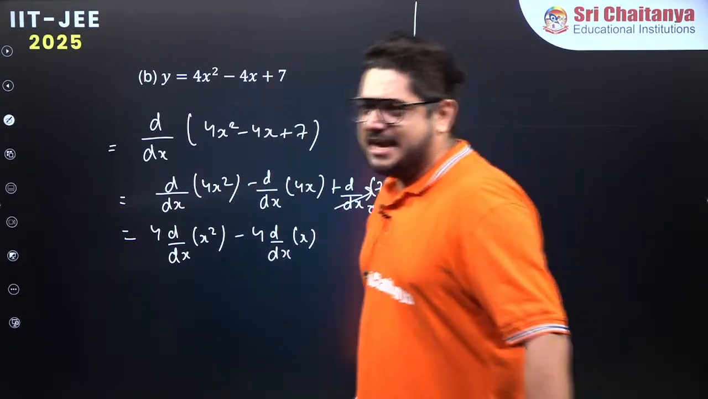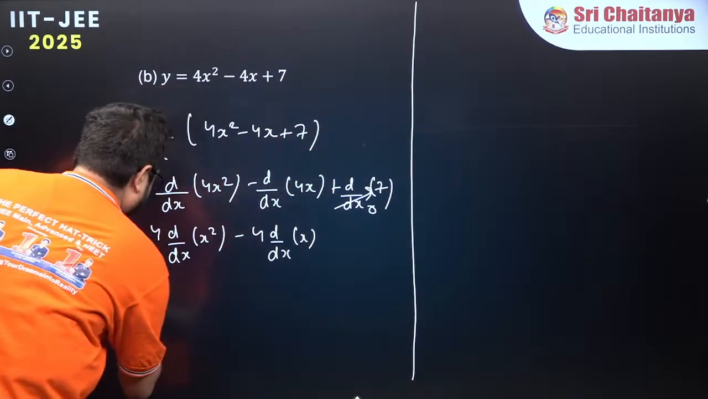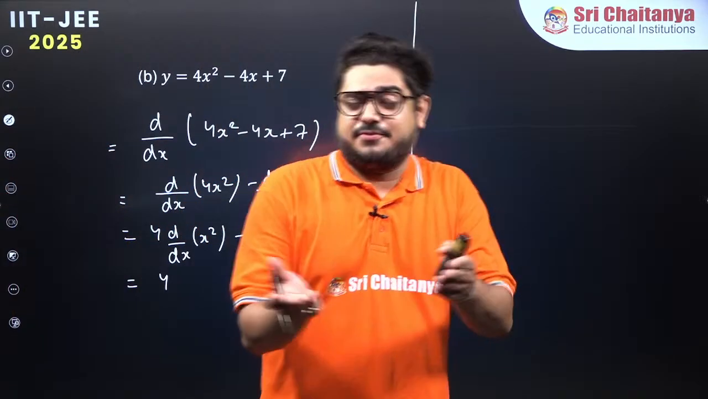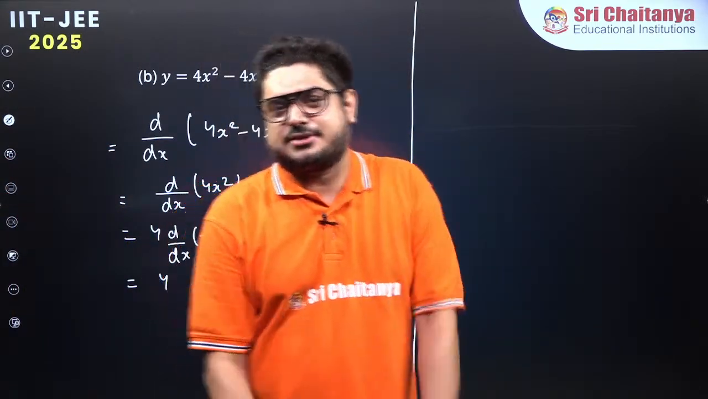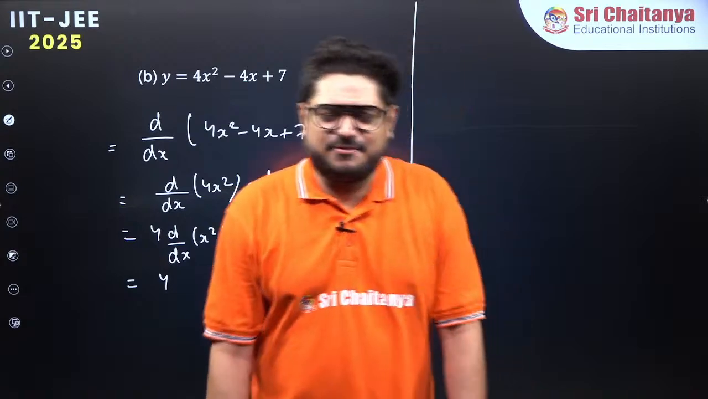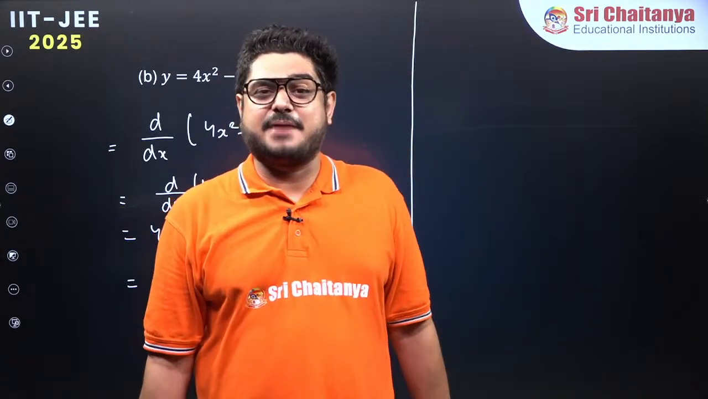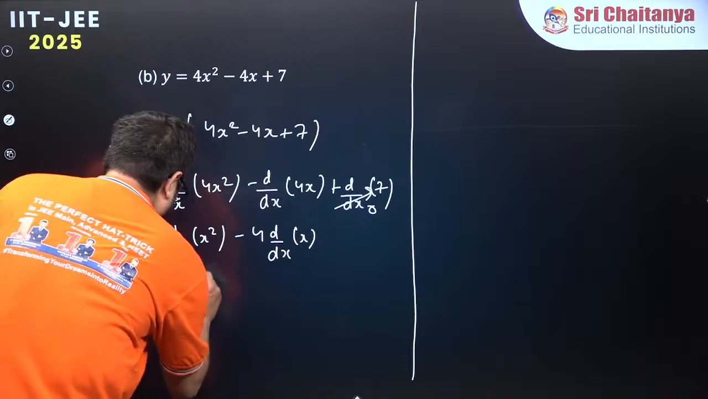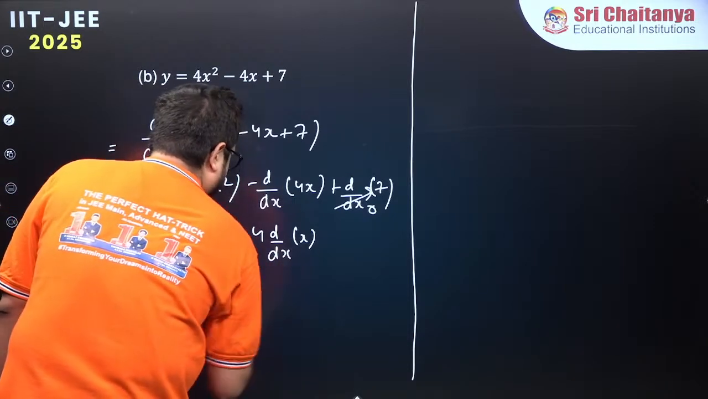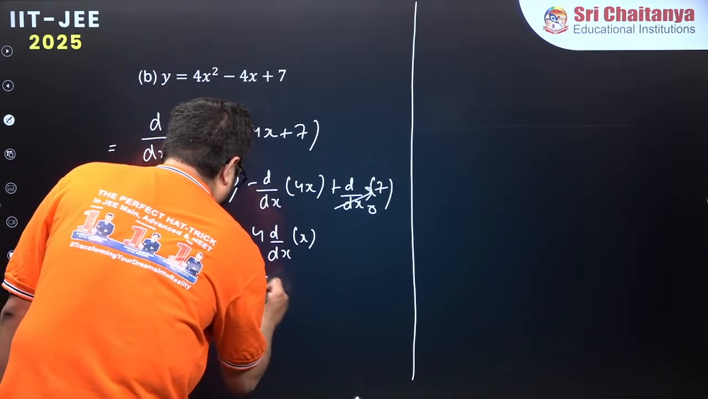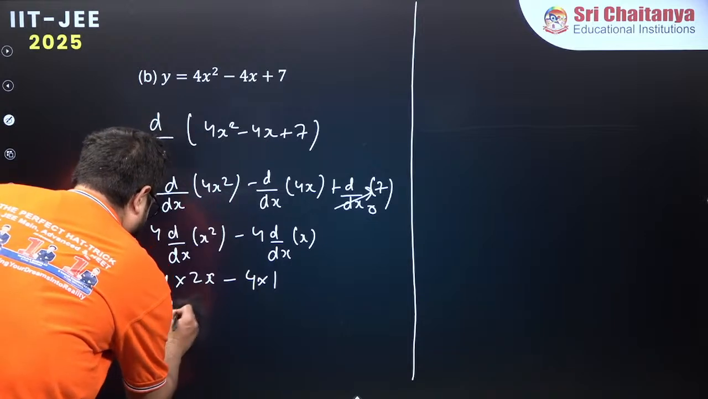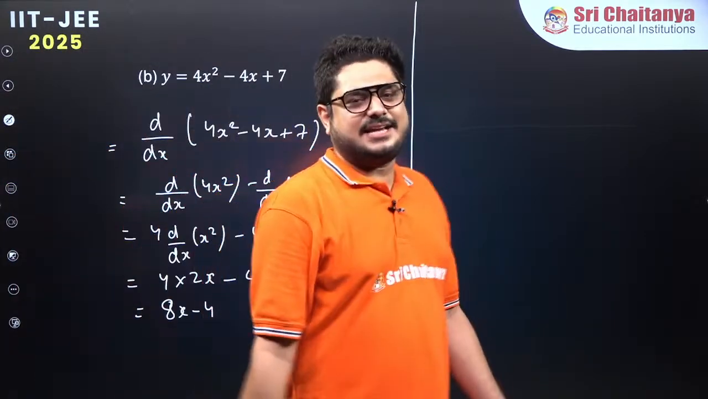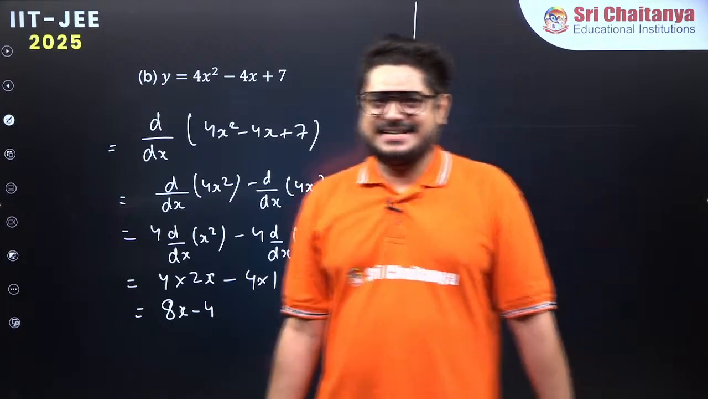So as a result of that, what will I be getting? We are going to be getting d by dx of x square. Once again, what are we doing? We are using d by dx of x to the power n, which is equivalent to n into x to the power of n minus 1, isn't it? So we can write it as 2x, d by dx of x is 1, so 4 into 1. So it is going to be 8x minus 4, isn't it?